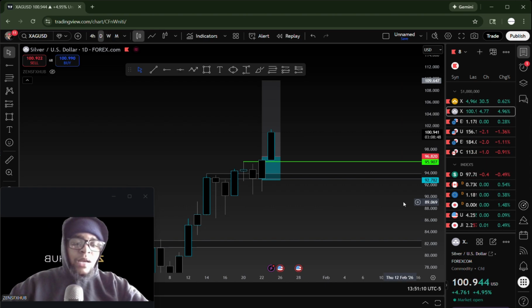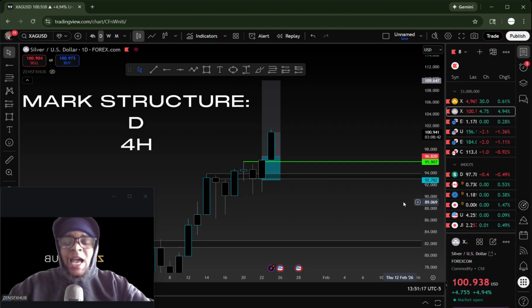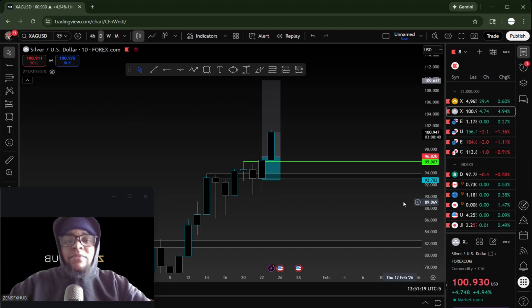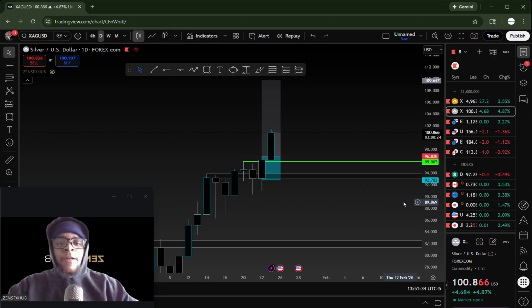So first off, I'd like to point out, when I trade gold and silver, I mark up my structure on the daily and the 4-hour time frame. I also utilize the 4-hour time frame to find entries. I only use two time frames. That's it. In the past, I was using the 2-hour time frame to get more precise entries, but I'm simplifying my trading this year, so I took off the 2-hour and I'm just sticking to the 4-hour. The lowest I'll go, right?